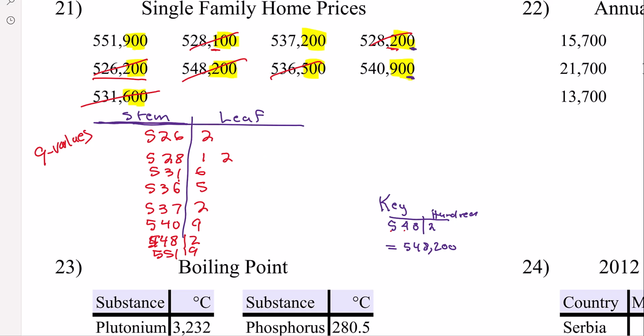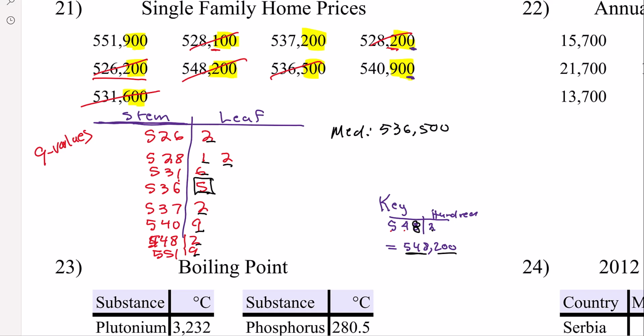And this key tells us that here's the stem part, the 548 represents 548,000, and the 2 represents 200. And then it's ordered least to greatest. So if there are 9 terms and you want to find the median, we're just going to count 5, 1, 2, 3, 4, 5, and then count back 5, 1, 2, 3, 4. Yep. So the median would be 536,500.